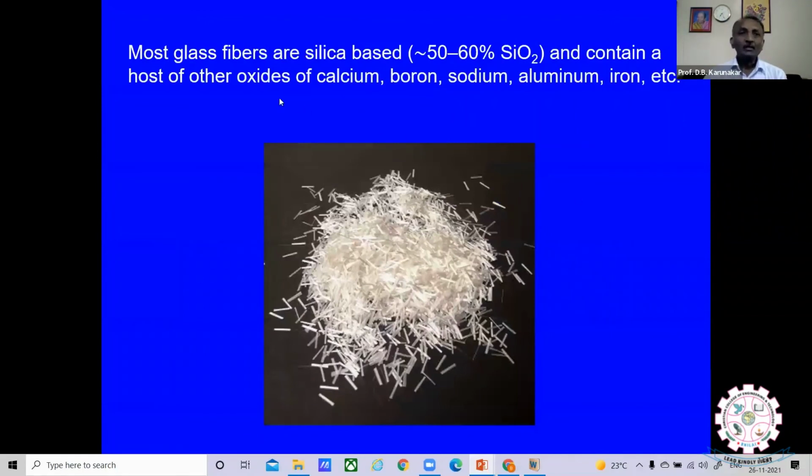Most glass fibers are silica based, you see. So 50 to 60% contains silicon dioxide and a host of other oxides of calcium, boron, sodium, aluminum, iron, and so on. So they look like this, glass fibers, tiny fibers. The length will be 5 to 6 millimeters. And what is the thickness? Thickness will be a few microns. So these are the glass fibers. These fibers were mixed into the secondary slurry, not the primary slurry.